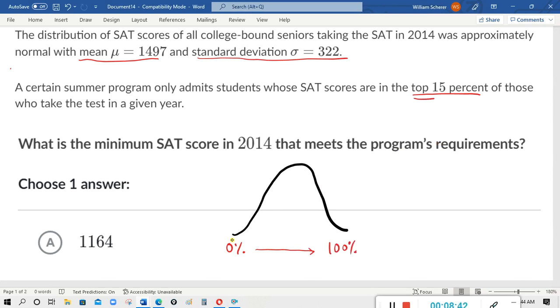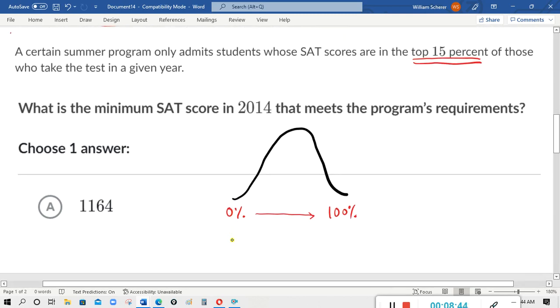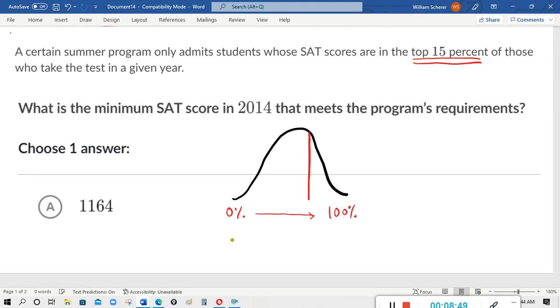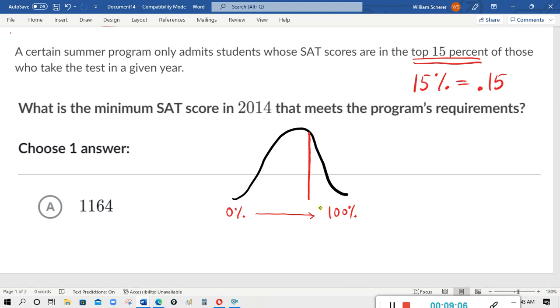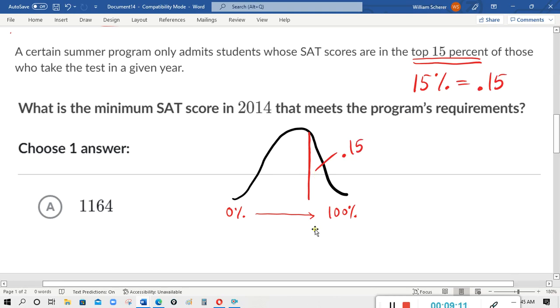Okay, so top 15% would be about right here, and the area to the right would be 15%. If you move the decimal over 2 places, that's going to be 0.15. So this area here is 0.15. But remember, on the z-score table, it gives you the area to the left.